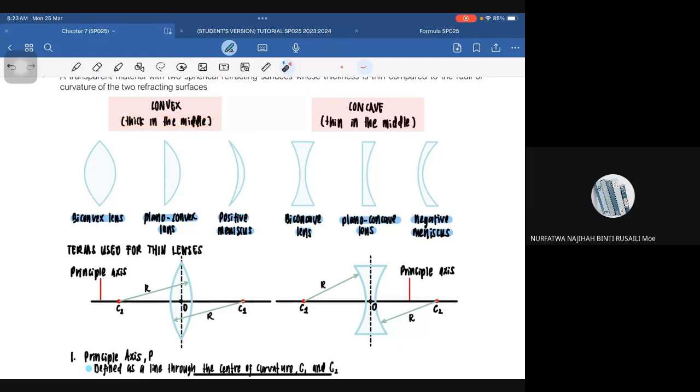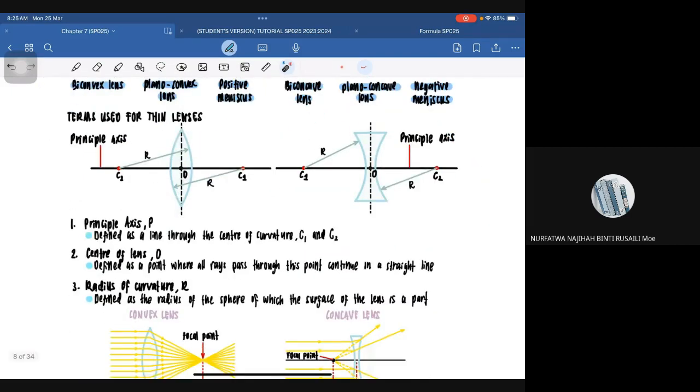So kamu perlu tahu juga plano convex, positive meniscus. Usually meniscus ni lah yang keluar dalam exam. Tapi again, you have to remember all the figures lah. Selalunya they describe it and then you probably are able to determine lah dia convex atau concave. So kalau concave, dia thin in the middle lah. Again saya remind this one is important lah.